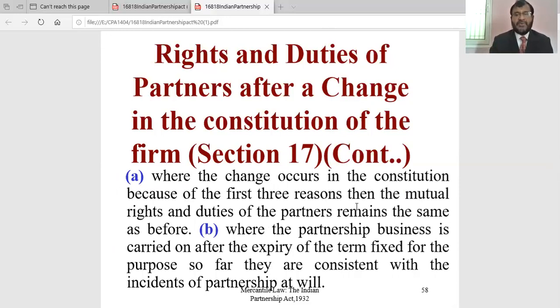We will see the rights and duties of partners after a change in the constitution. Section 17: where a change occurs in the constitution because of the first three reasons, then the mutual rights and duties of the partners remain the same. Where the partnership business is carried on after the expiry of a term fixed for the purpose, the rights and duties continue so far as they are consistent with the incidents of partnership at will.